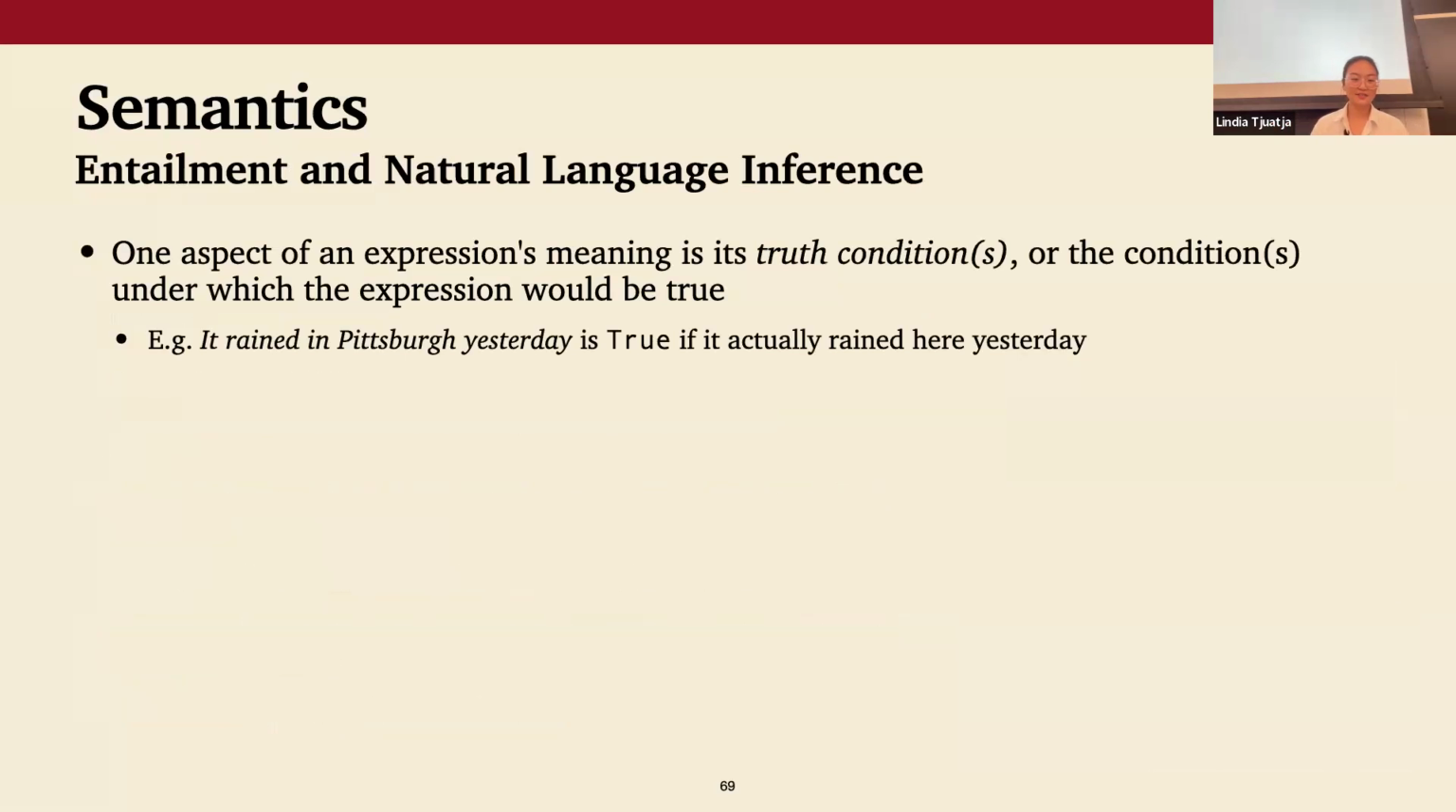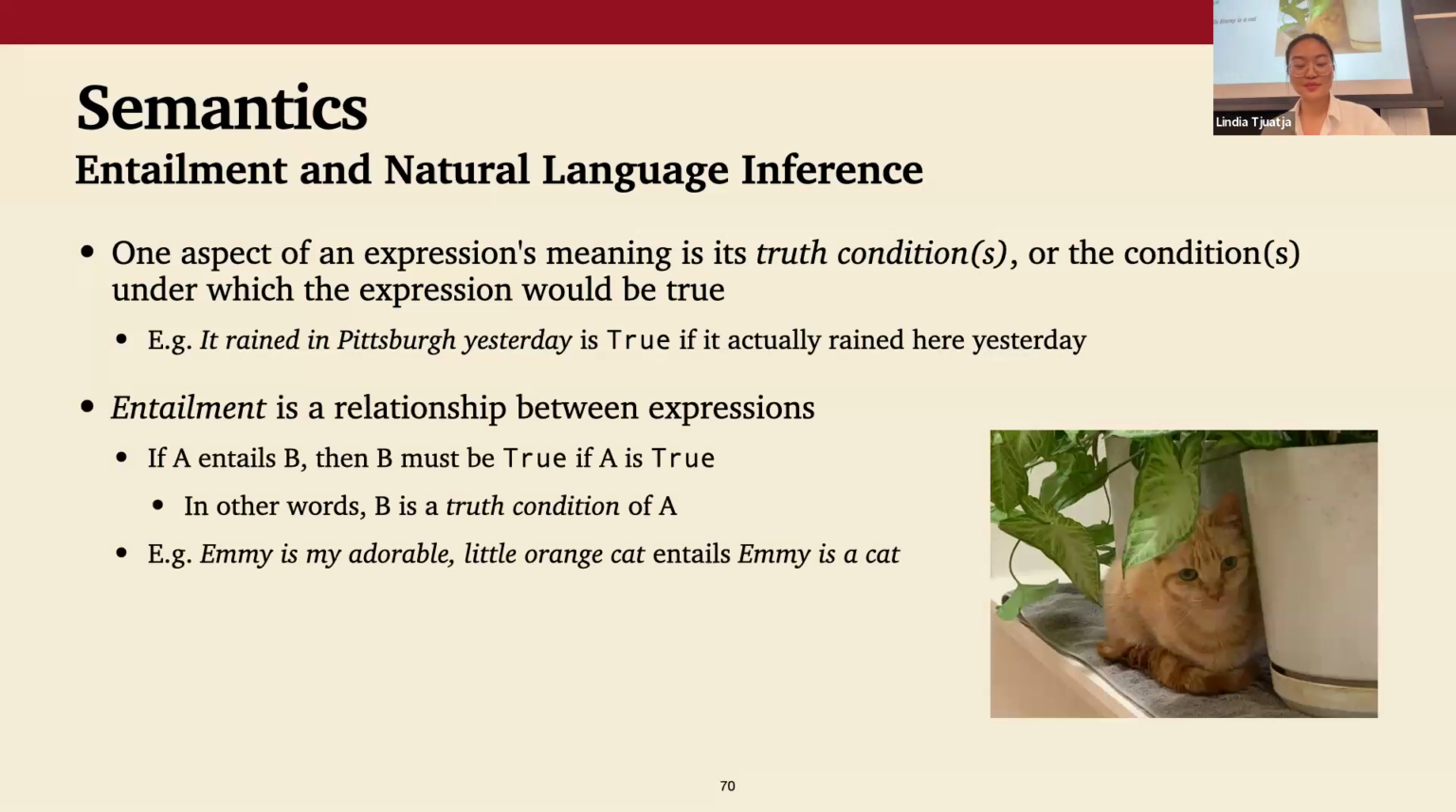So kind of switching gears, one aspect of an expression's meaning, although it doesn't encompass everything, is the truth conditions, or the conditions under which the expression would be considered to be true. So for example, if I say it rained in Pittsburgh yesterday, this would be true only if it actually rained here yesterday, and because it did, the sentence is true. Pretty straightforward.